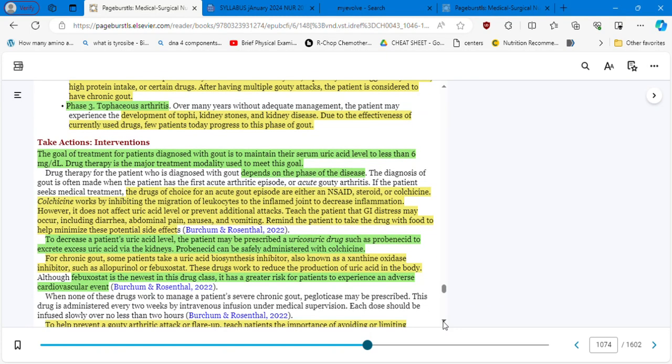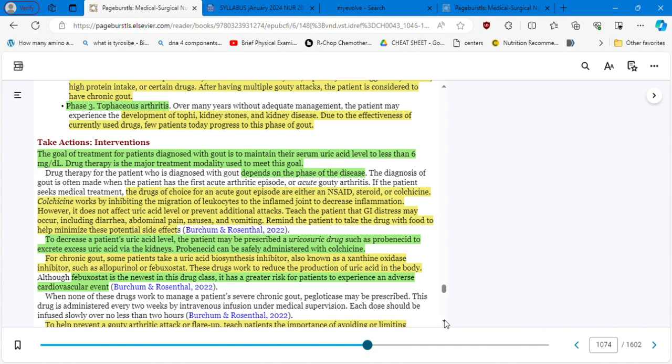So interventions: the goal of treatment for patients diagnosed with gout is to maintain their serum uric acid level to less than 6. First step. Drug therapy is the major treatment modality used to meet this goal. Depends on the phase of the disease.